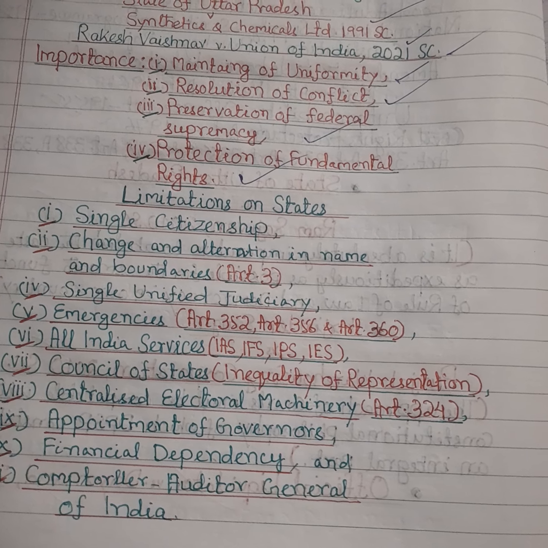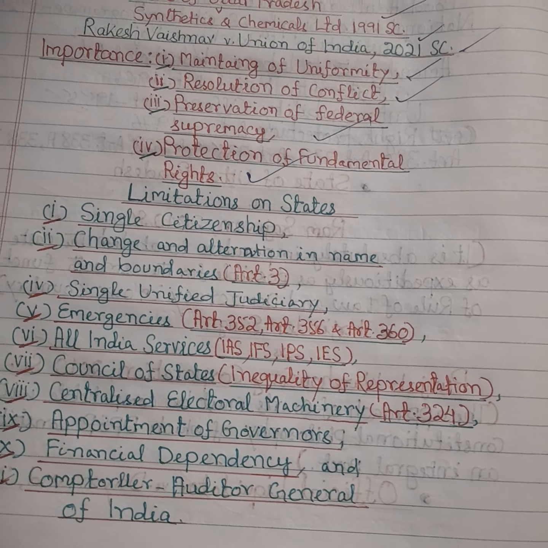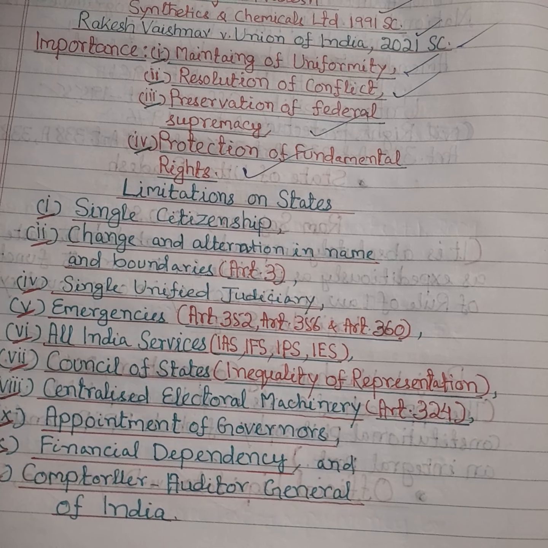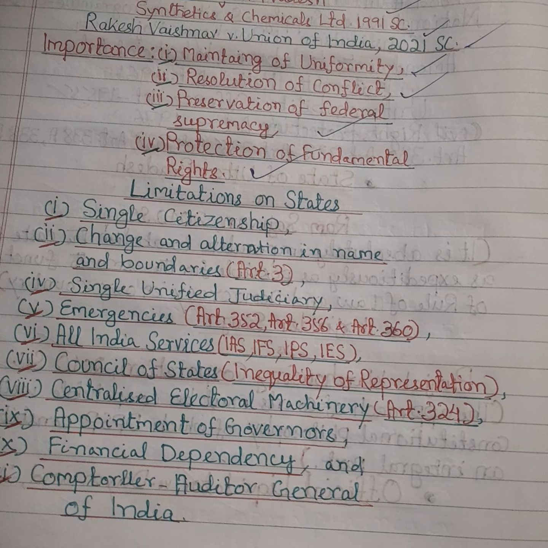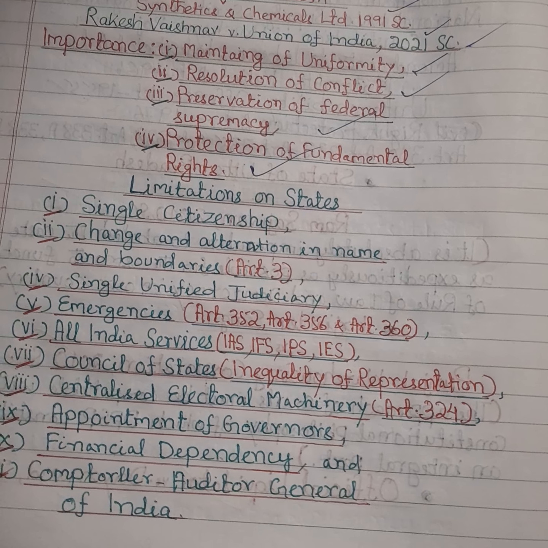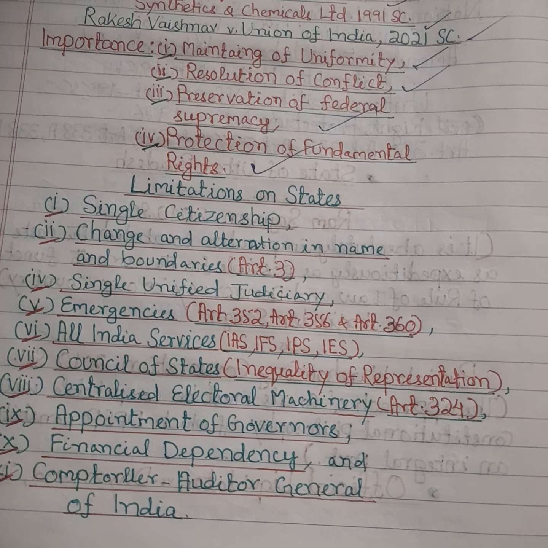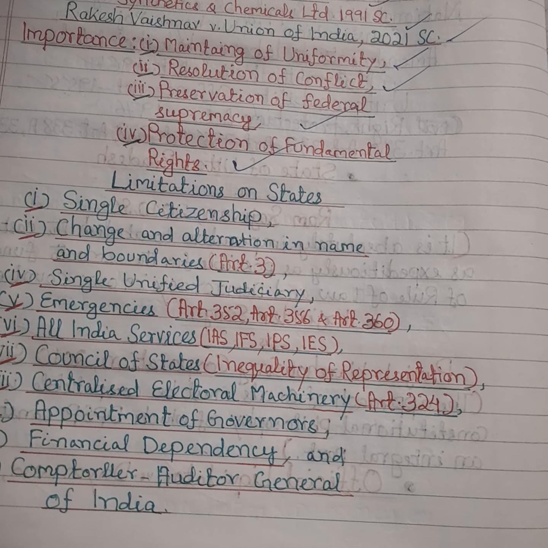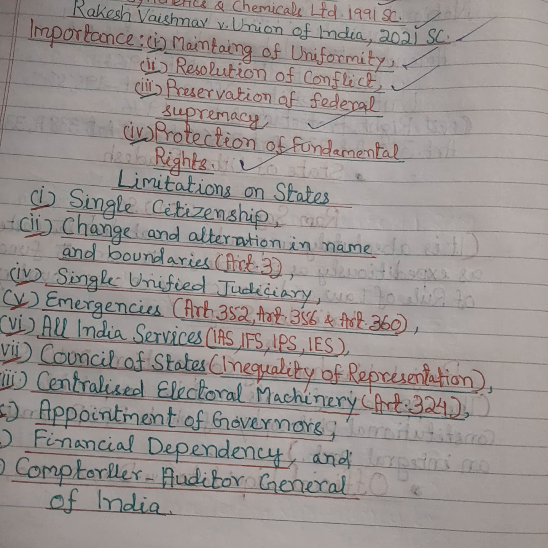And the second importance relates to resolution of conflict. It provides a clear mechanism for resolving conflicts between central and state laws. When there is an inconsistency, the central law prevails, eliminating ambiguity and legal uncertainty. And now we'll go to the third importance of this doctrine, which is preservation of federal supremacy.